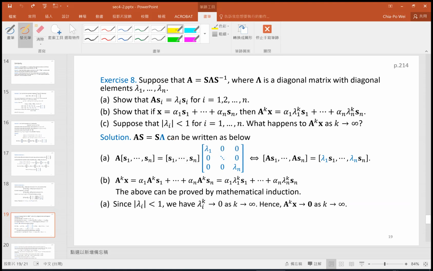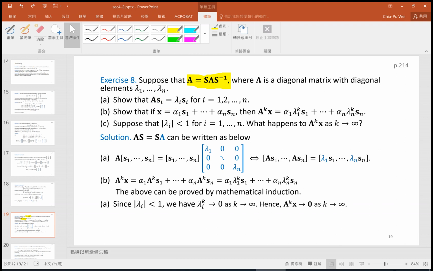Next, we discuss exercise 8. Suppose A equals S times lambda times S inverse, where lambda is a diagonal matrix with diagonal elements lambda 1, lambda 2 up to lambda n. In case A, we need to show A times Si equals lambda I times Si for I from 1 up to n.